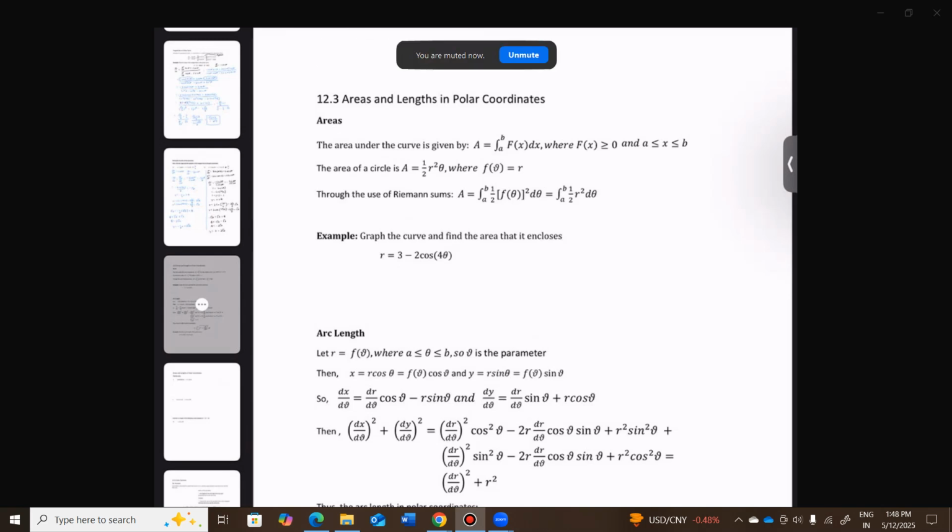Hi, this is Math 2520, and this video is over section 12.3. We're going to be looking at areas and lengths in polar coordinates.